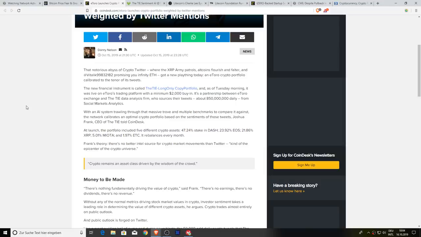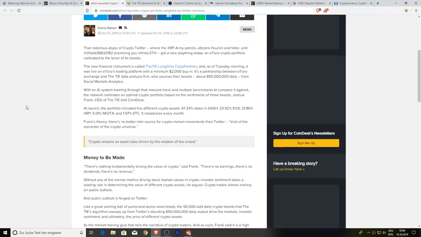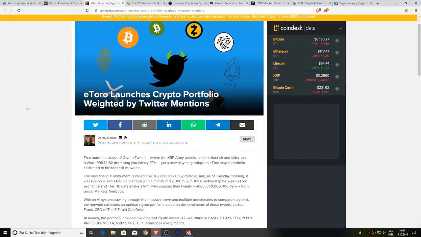Without any of the normal metrics driving stock market value in crypto, investor sentiment takes a leading role in determining the value of different crypto assets, he argues. Crypto trades almost entirely on public outlook, and public outlook is forged on Twitter. I would say there's more places. I would even include Reddit. I dare say Telegram. I see so many people asking me if I'm on Telegram. Not on Telegram, but I assume that there's a huge presence of crypto also there. I think anything social media-y is probably a very good place to get your metrics from for cryptocurrencies.